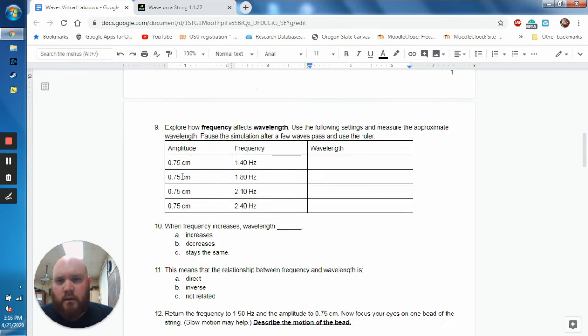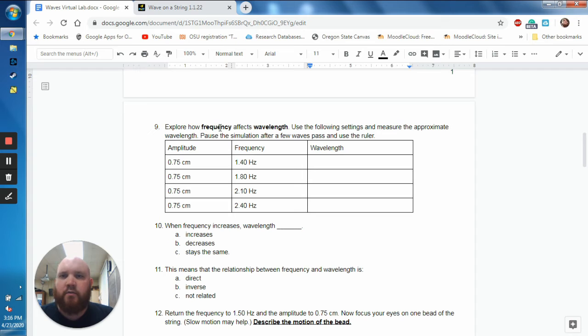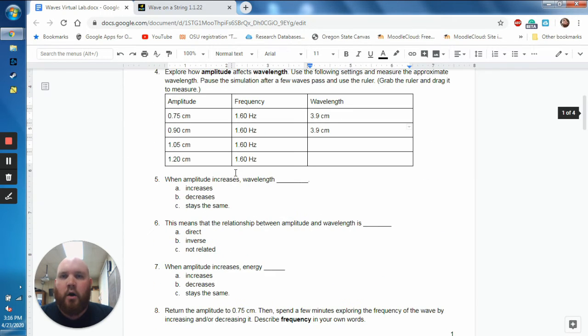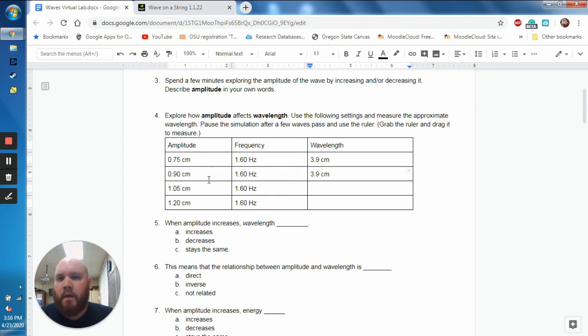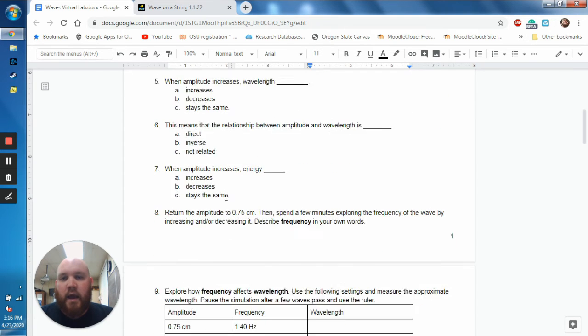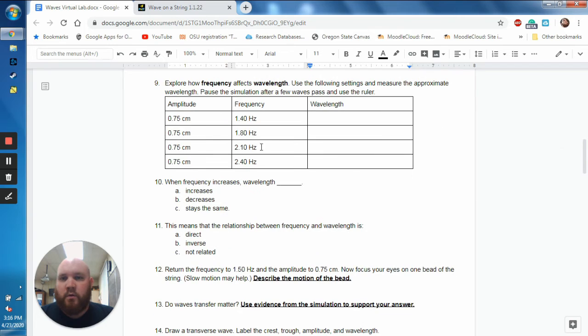All right. The next one says we're going to explore how frequency affects wavelength. So if you notice on the last one, all the frequencies were the same and all the amplitudes were changing. So we picked one variable to change, the amplitude, and we kept frequency constant to see how that affected wavelength. Now we're doing the same thing. We're going to be affecting the frequency while keeping the amplitude constant. And that's going to give us the relationship between frequency and wavelength.